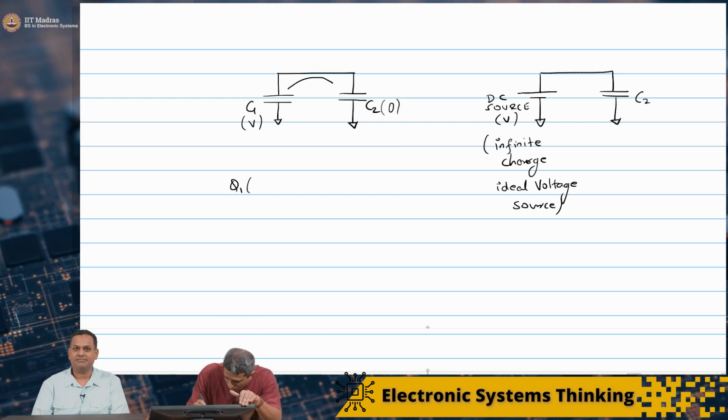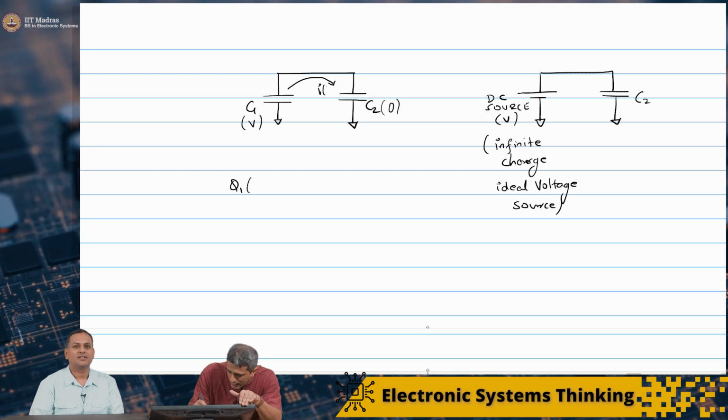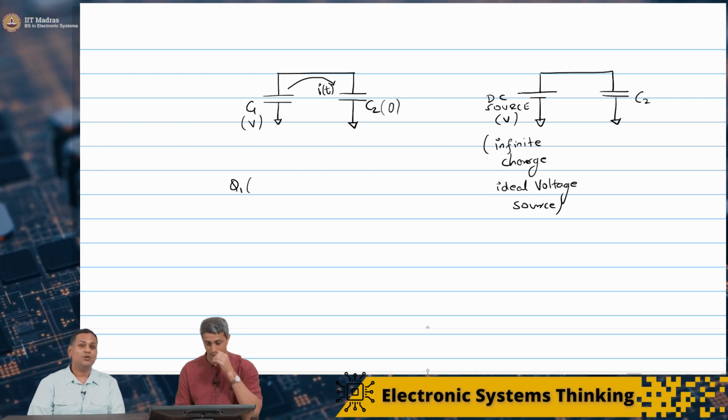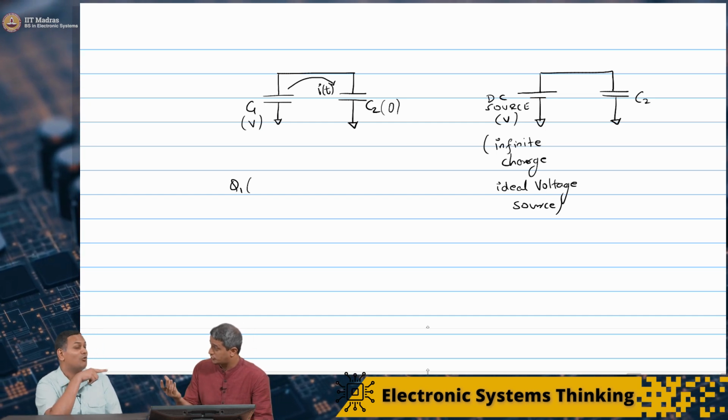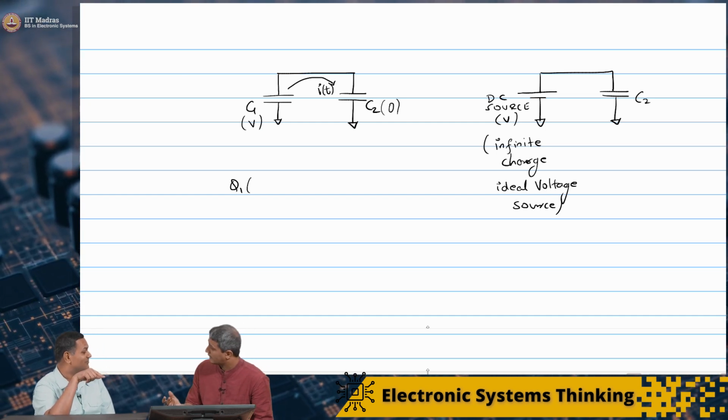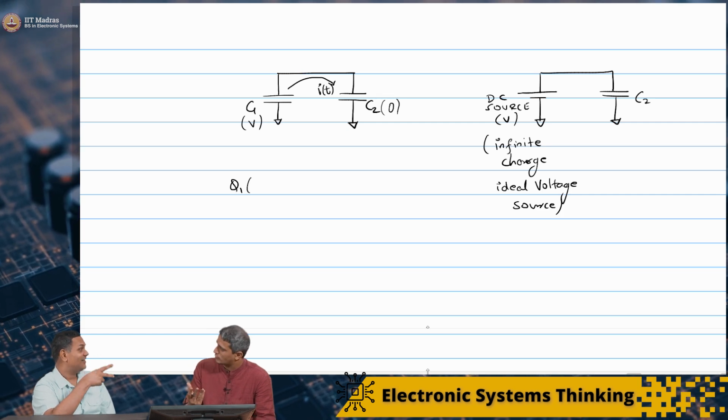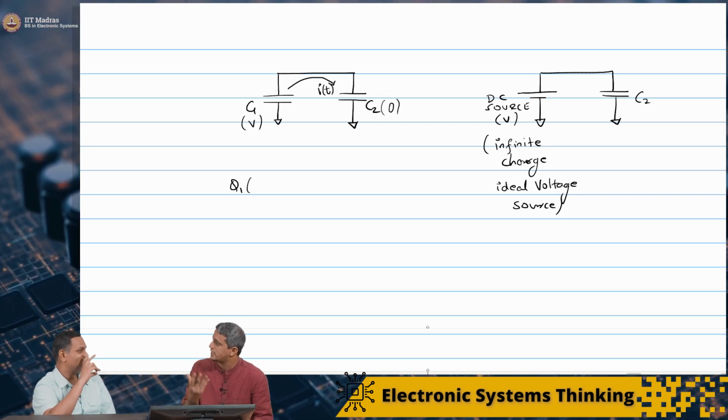So, you will have some I of t. Okay. So, what you are saying is C1 is going to charge C2. Yes, C1 is going to charge C2. But then it will lose some charge. Exactly. Right? So, now again I ask the question, will the charge of C1 be same over time?